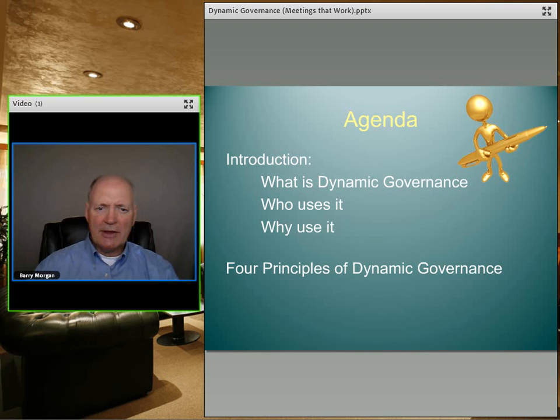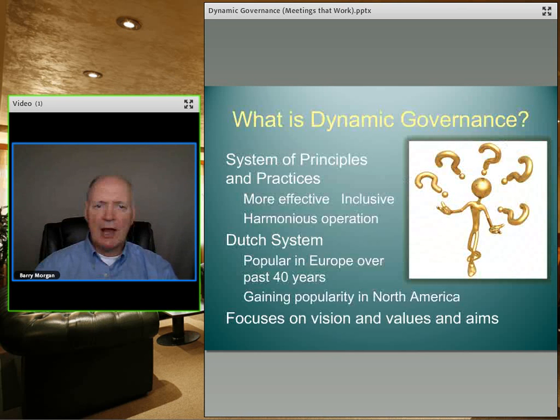Today's meeting, I basically want to look at just what is dynamic governance, who uses it and why they use it, and then I want to touch on the 4 principles of dynamic governance. So let's first look at what is dynamic governance.